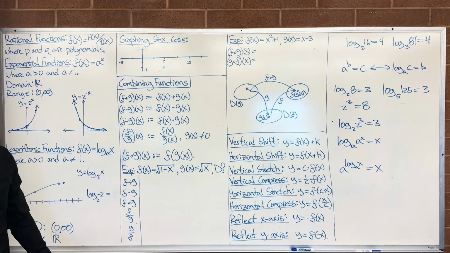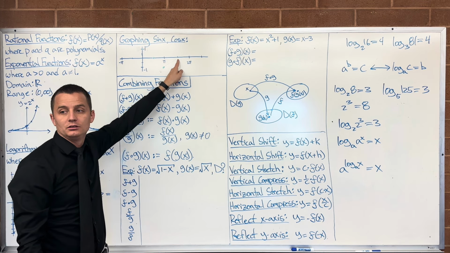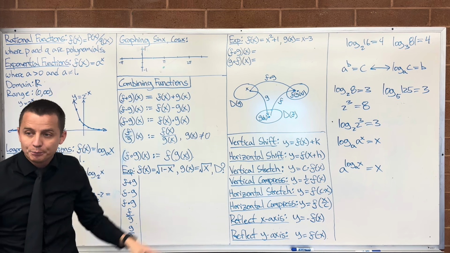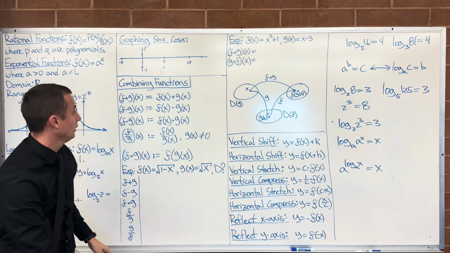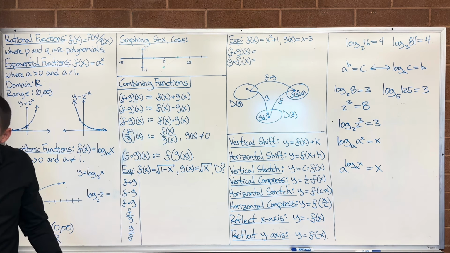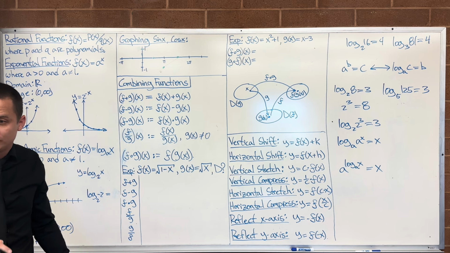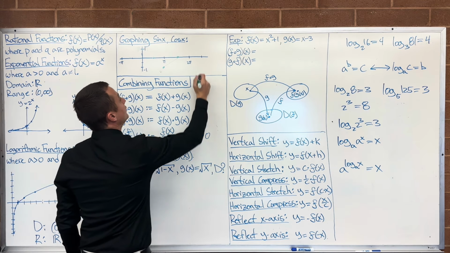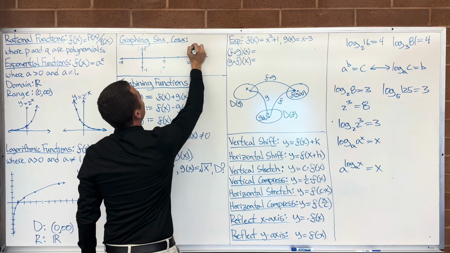What's your cosine at 3 pi halves? 0. 3 pi halves, that's the bottom of your circle. 0. What's your cosine at 2 pi, once you've gone all the way around the circle? 1. We're back to 1. You with me?